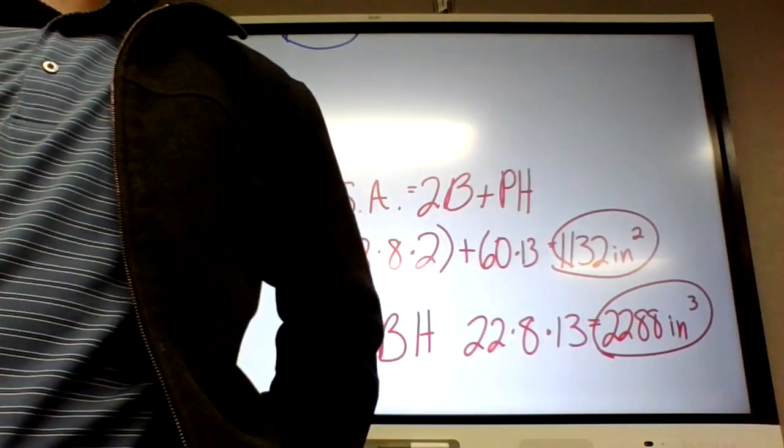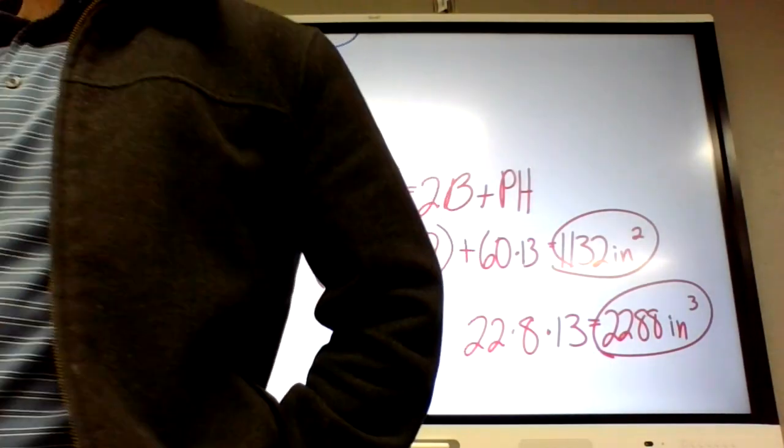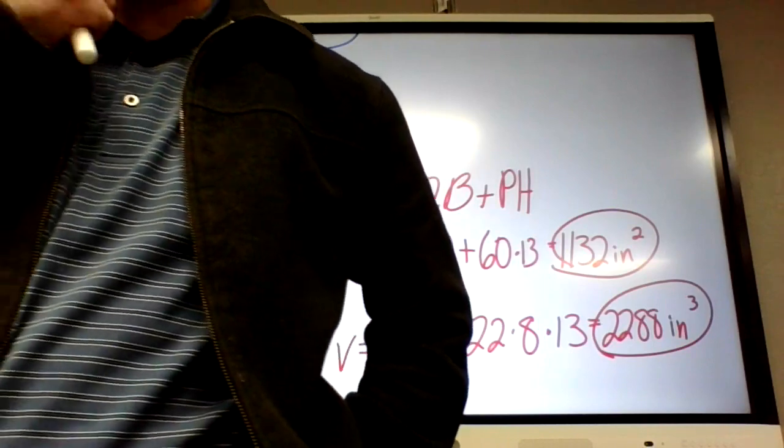Oh, and also number 10. What's the volume of a cylinder? Pi r squared, base times height. Pi r squared h.